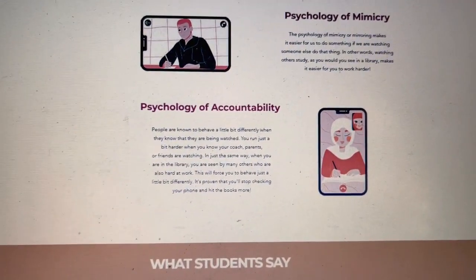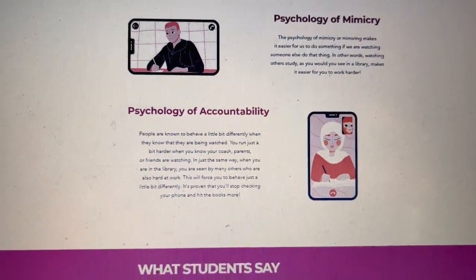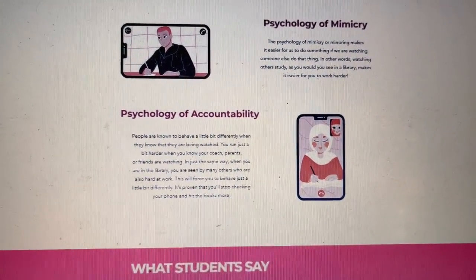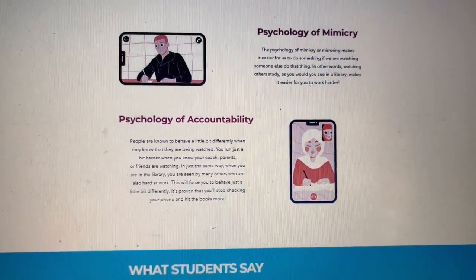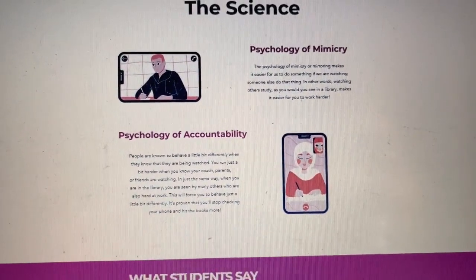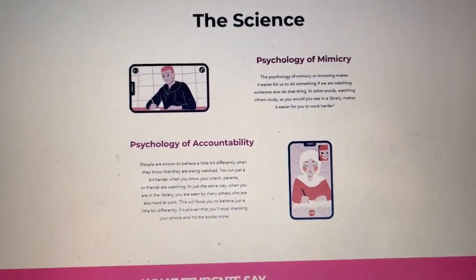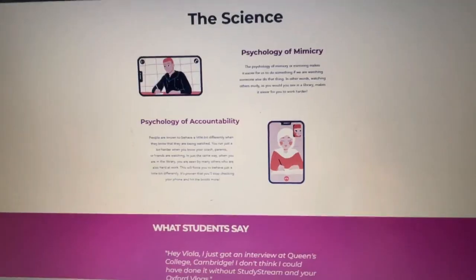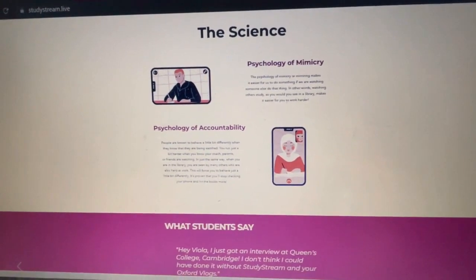And the other one is the psychology of accountability. It says here, people are known to behave a little bit differently when they know that they are being watched. For example, you're in a volleyball team and you're being watched by your coach, then that would motivate you to also perform harder or work harder in terms of your sport. So that's it for the science behind the website.